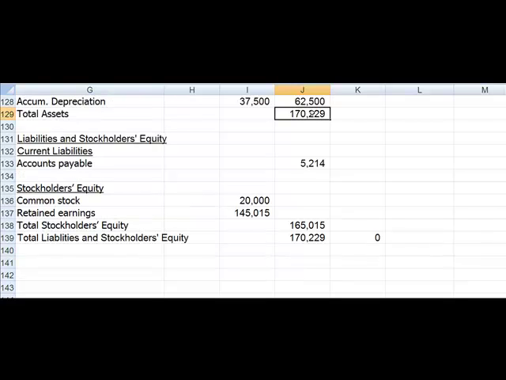And you will notice that the total assets equal the total liabilities and stockholders' equity. And this is the last test of our budget. If we can get our assets to equal our liabilities plus stockholders' equity, then our budget is working correctly. I hope these demonstrations have helped you in the preparation of a master budget.